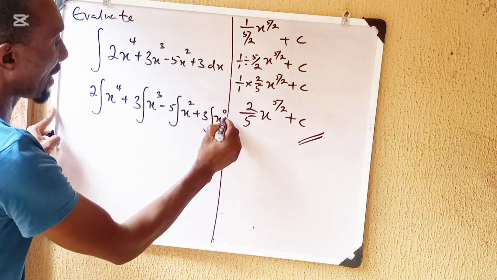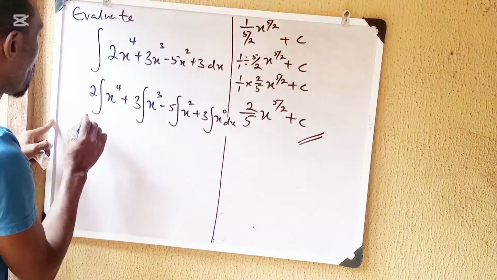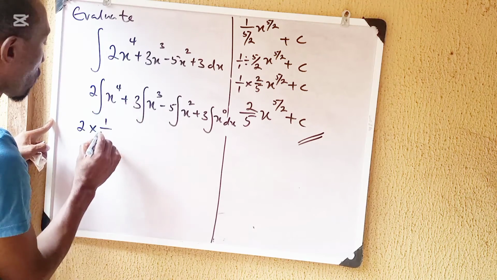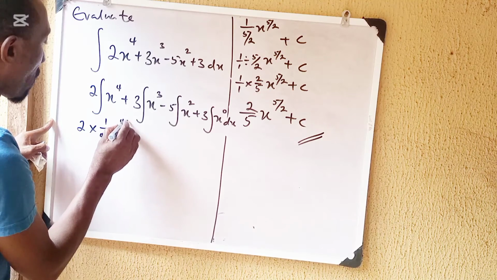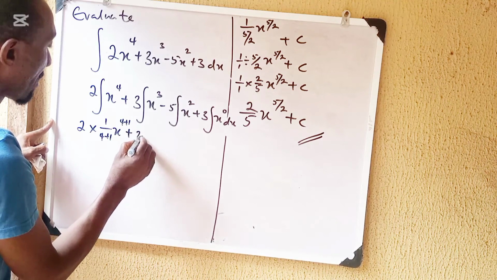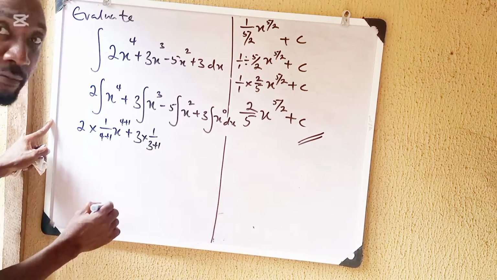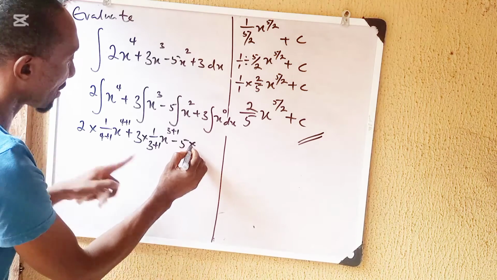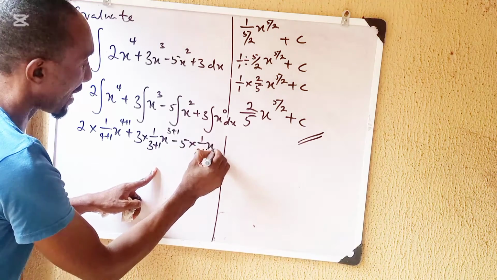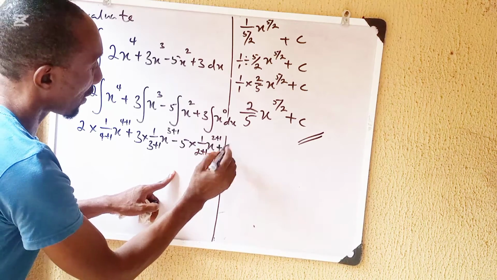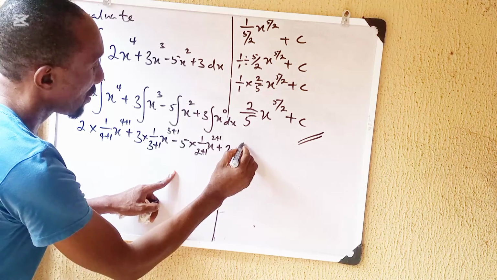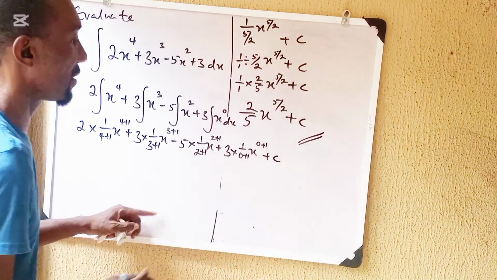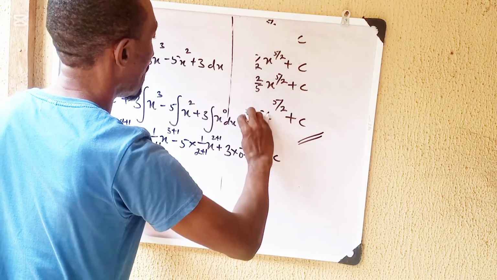Then I have the x, which again, I can proceed to have 2 multiplying 1 over 4 plus 1, then x to the power of 4 plus 1, then plus 3 multiplying 1 over 3 plus 1, then x to the power of 3 plus 1, then minus 5 multiplying 1 over 2 plus 1, x to the power of 2 plus 1, then plus 3 multiplying 1 over 0 plus 1, x to the power of 0 plus 1, plus c. Okay, so let's clean this so that we don't get confused.